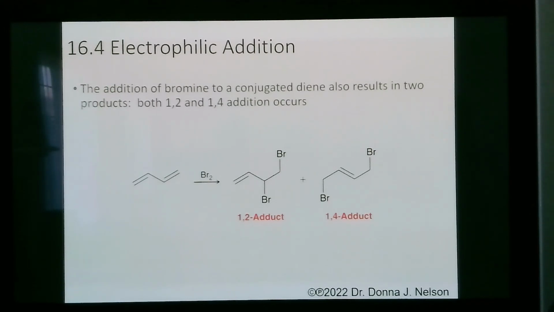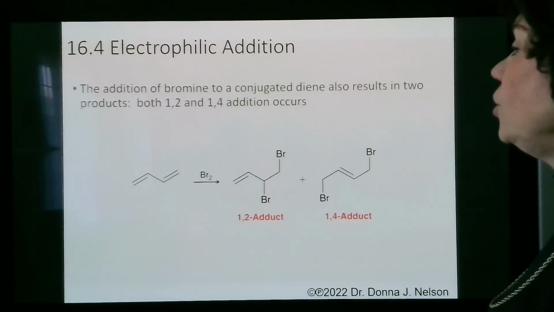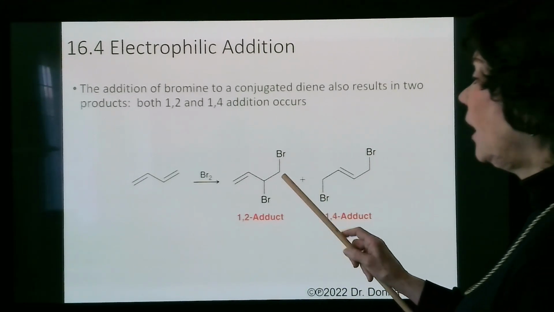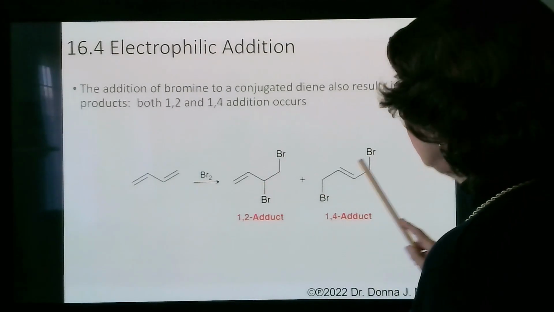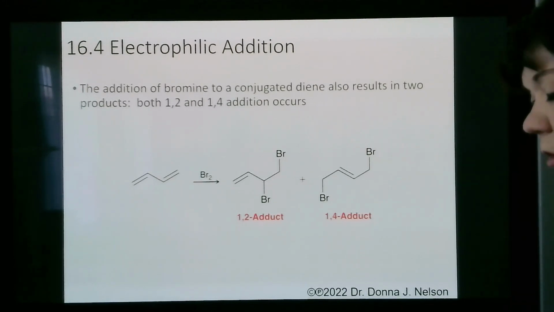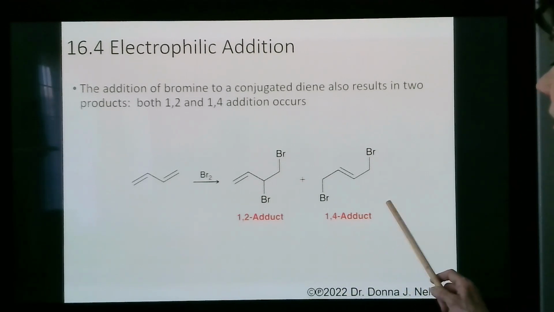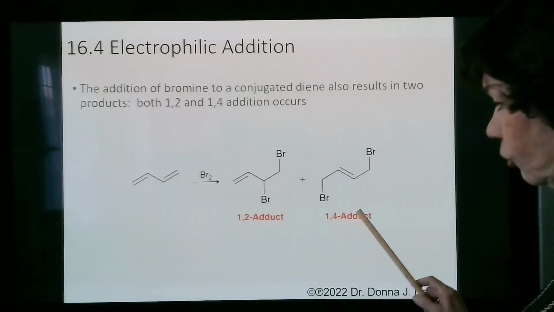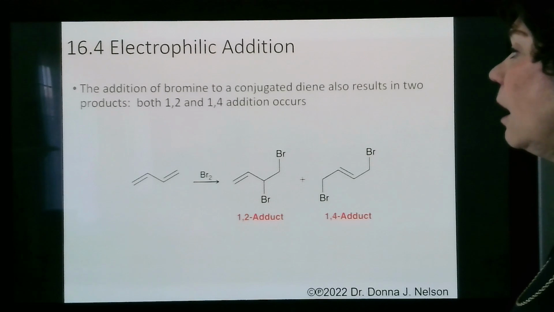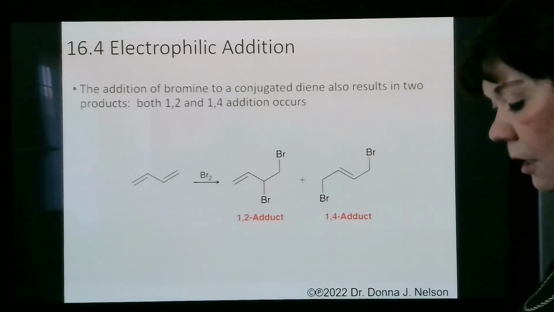So, in the addition of bromine and many, many other electrophilic additions, you will see analogous reactions. So here, you can have the 1,2 adduct or the 1,4 adduct, just purely analogous to what you saw in the previous transparency. So this is very common, and again, this has nothing to do with the IUPAC nomenclature system. It's just relative to each other, where the two groups joined the butadiene.